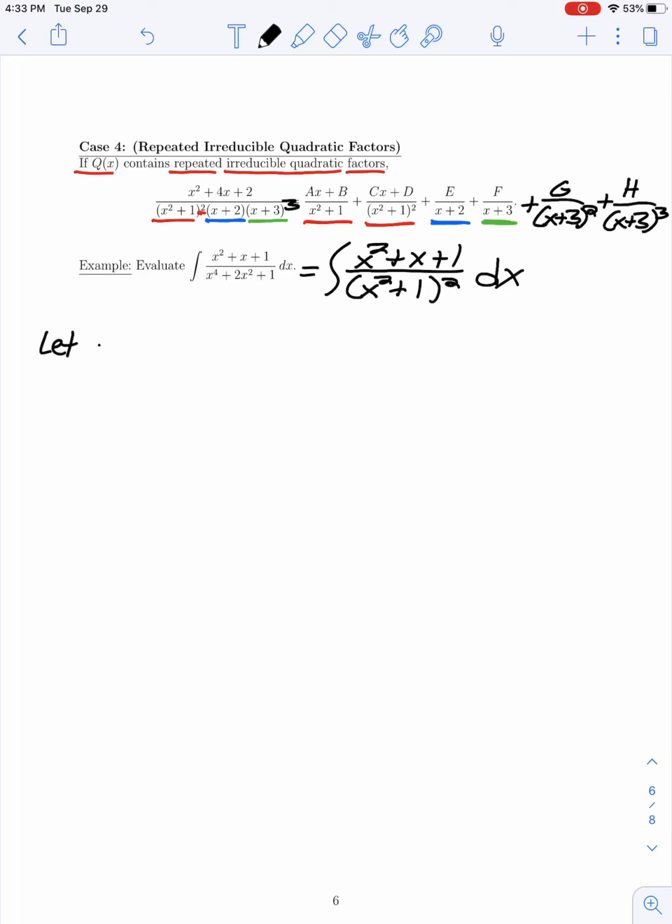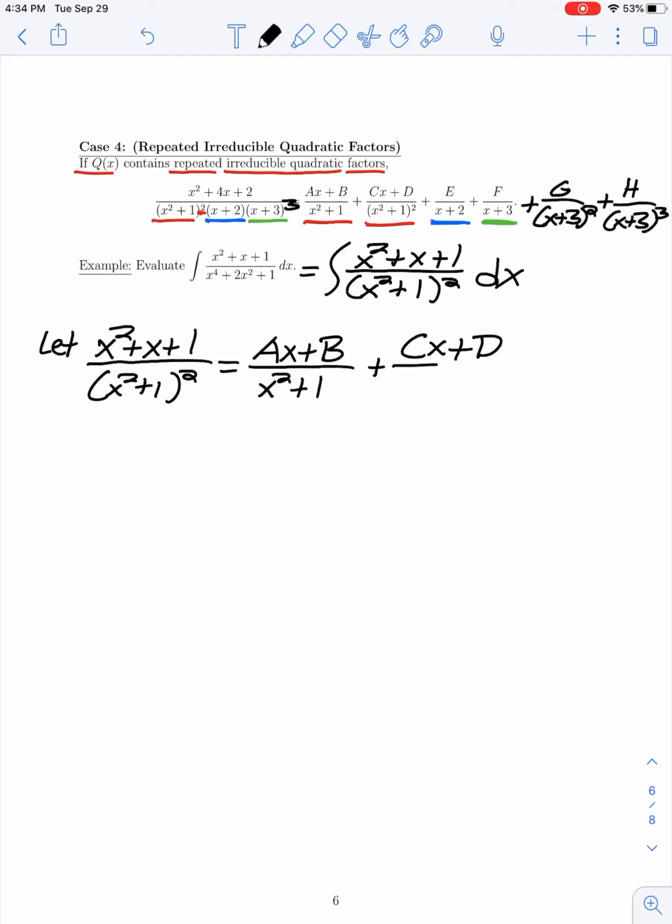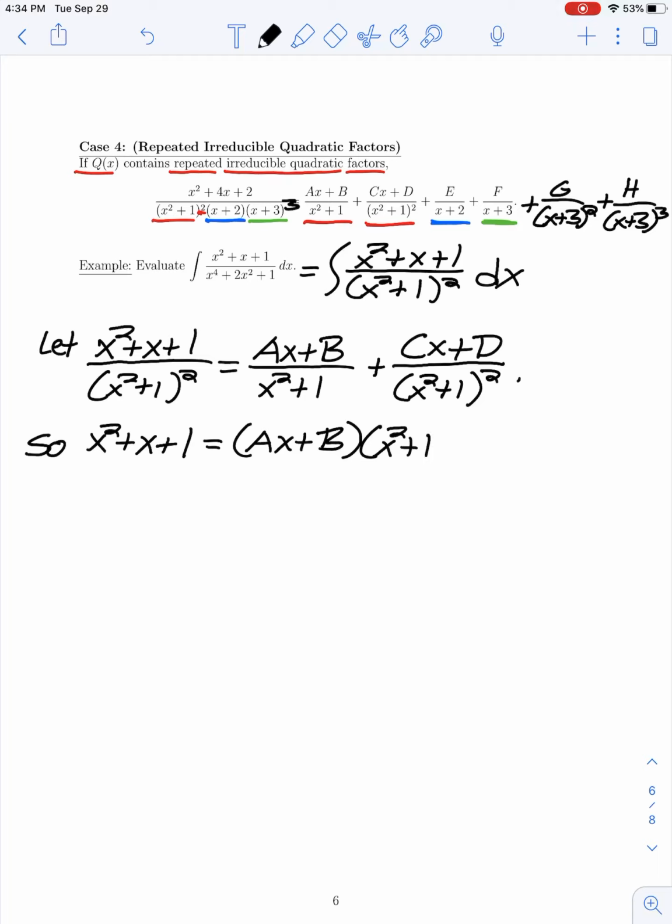So in this case, our function would have a decomposition of the form ax plus b over x squared plus 1 to the first power plus another linear polynomial cx plus d over x squared plus 1 squared. So, multiplying through by the common denominator, x squared plus 1 squared, we have the right-hand side as given by ax plus b times x squared plus 1, to the first, plus cx plus d.